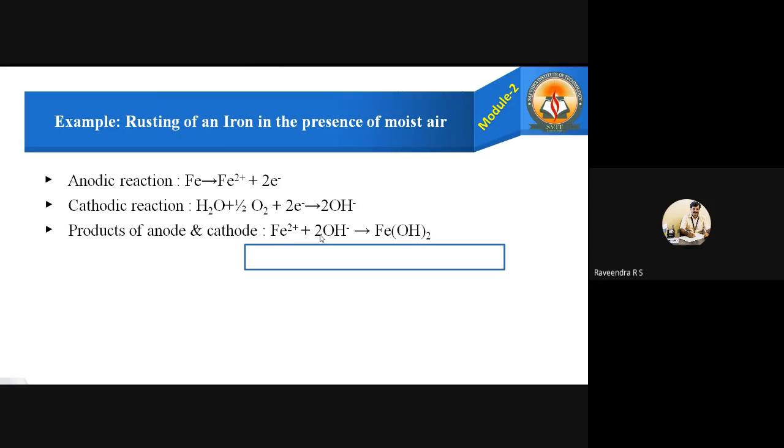That is, Fe2+ and OH minus ions combine to give Fe(OH)2, ferrous hydroxide. In the presence of oxygen, ferrous hydroxide further combines with half O2 and gives Fe2O3·2H2O, that is hydrated ferric oxide, which is called rust. So this is the example for corrosion, that is, rusting of iron, and these are the reactions. This is the final reaction: 2 Fe(OH)2 plus half O2 gives Fe2O3·2H2O, and this is called rust.